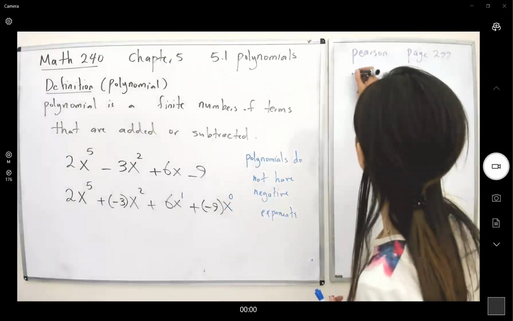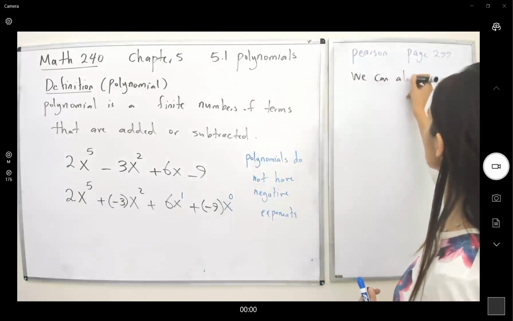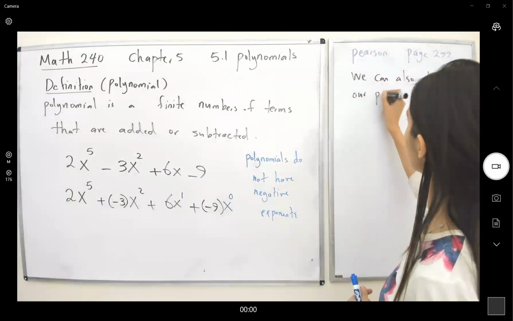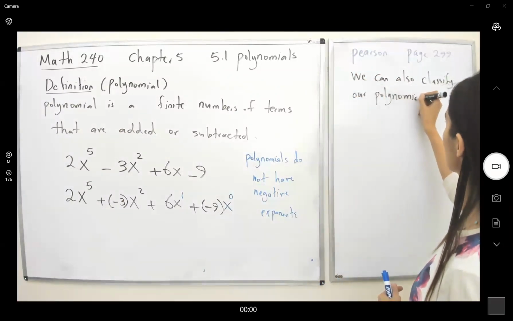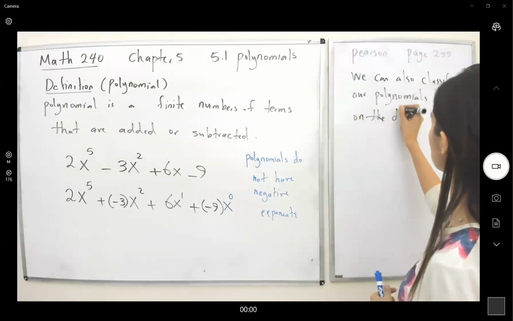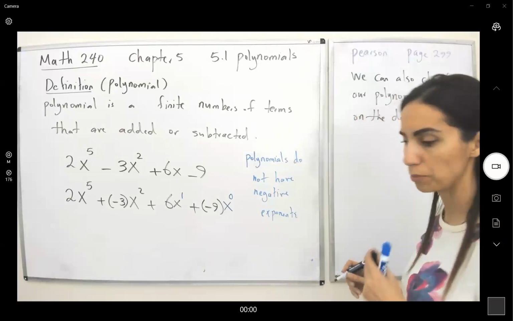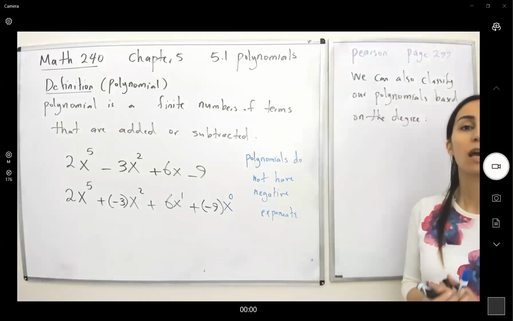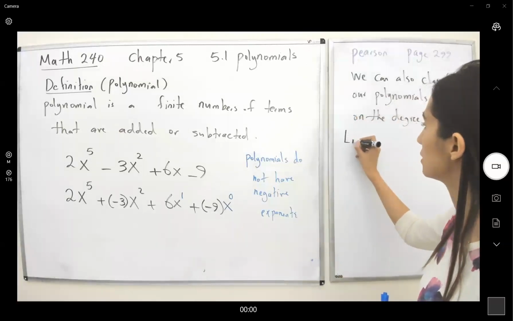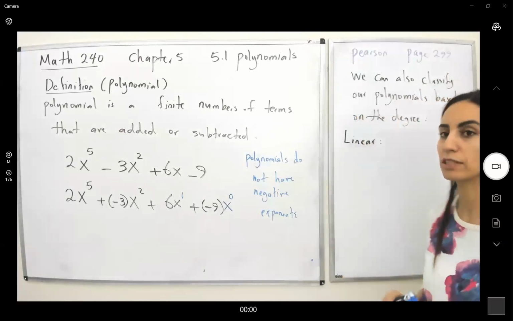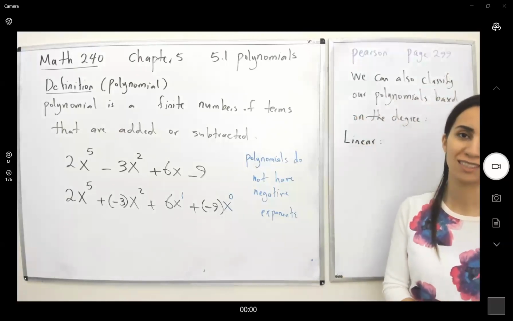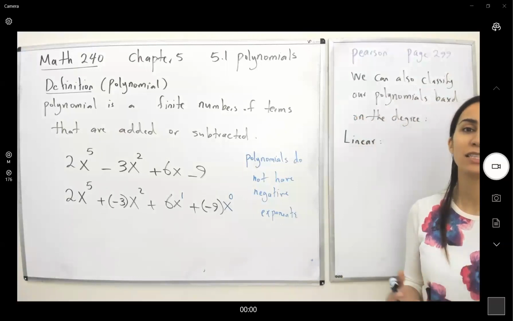So we can also classify our polynomials based on the degree. What do I mean by that? Consider a line or just a constant. We say that if the degree of a polynomial is 0 or 1, then we have a linear polynomial.